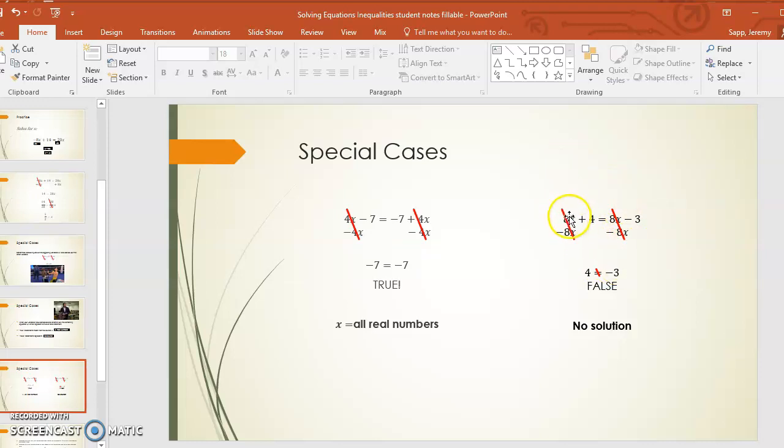If you plug in 1 here, you get 8. Guess what? You get 8 over here. So you're back to, is 4 equal to negative 3? It never is. If you plug in 100, you've got 800 over here. Guess what? You've got 800 right here also. So we're back to the same thing. Does 4 equal negative 3? It never does. So there is no number, no solution that I can plug in to make this a true equation. So my special cases, when my variable cancels out, you have two possible options: all real numbers or no solution.